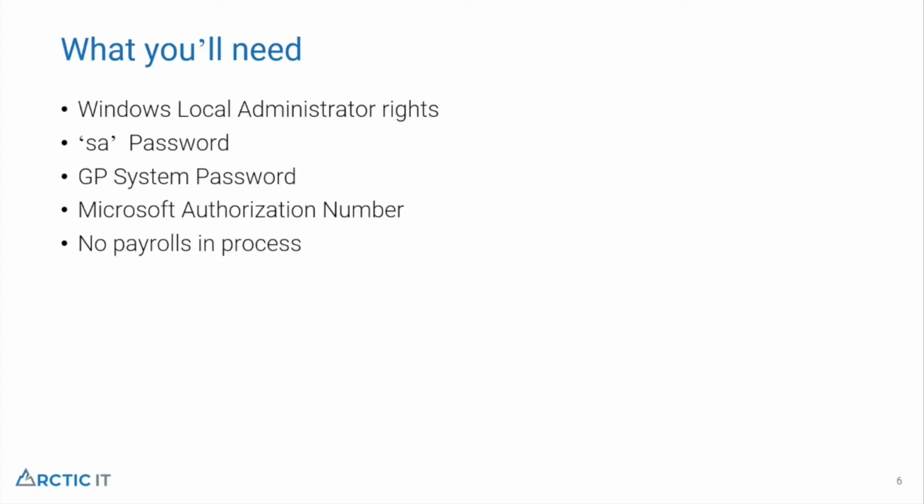So what you'll need to use either one of these methods is your local admin rights, your SA password, your GP system password, your Microsoft authorization number, and you'll need to make sure that there are no payrolls in process. You can still have users in the system, but you just don't want to be processing any payrolls because it will get very confused if you switch rates mid-payroll.